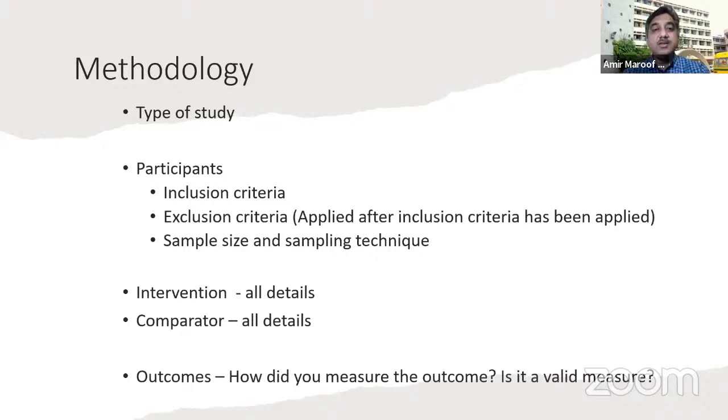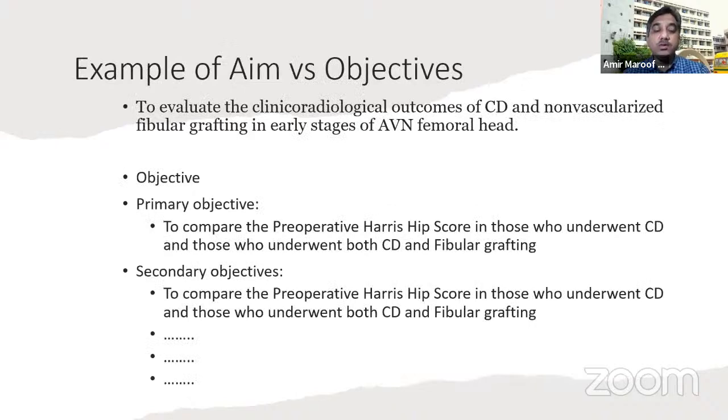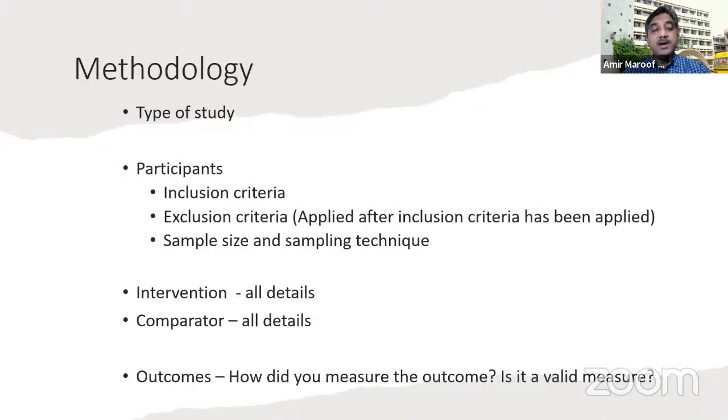Sample size and sampling technique come in participants. Now, sample size: we should calculate sample size based upon our primary objective. In this case, the primary objective is comparing these scores, and for that, you can use software, you can consult a statistician, or you can use some formula, and then you can calculate sample size.